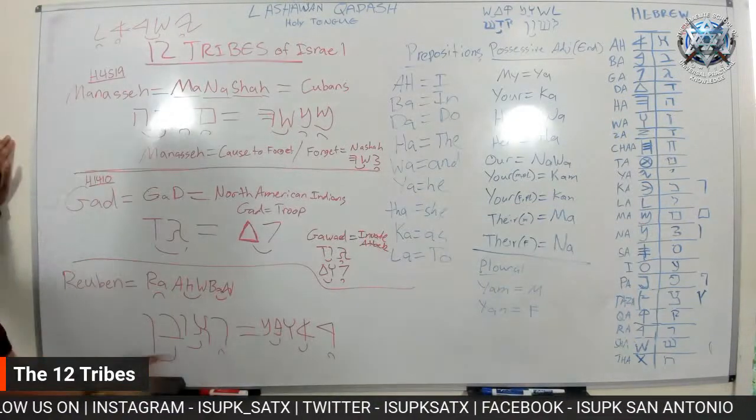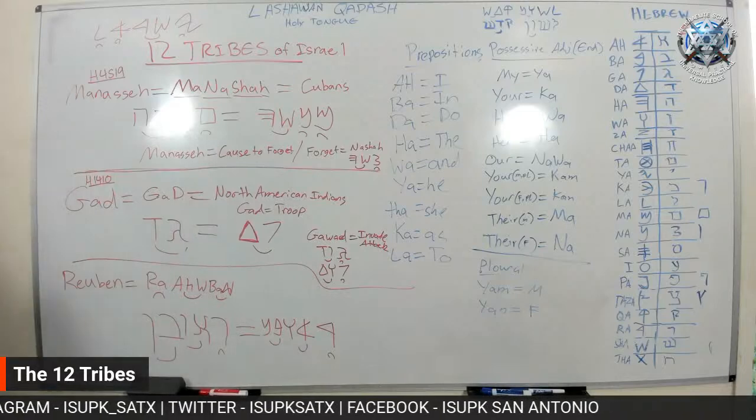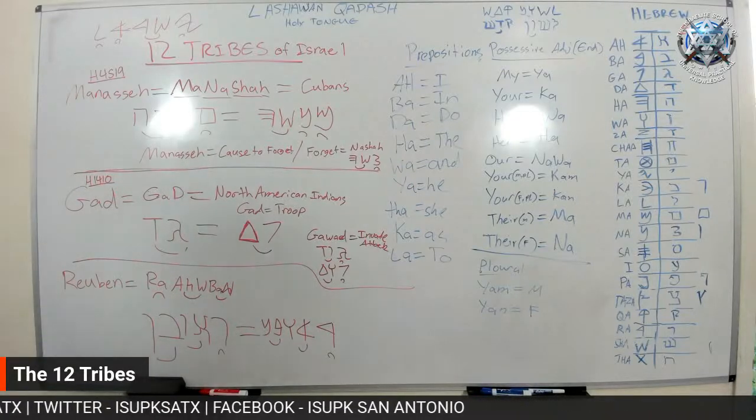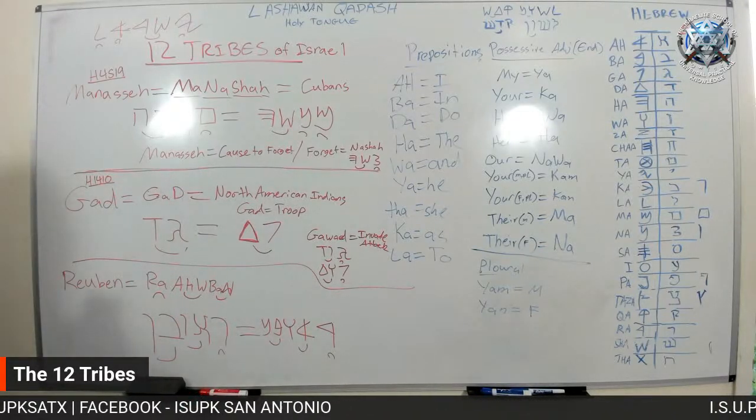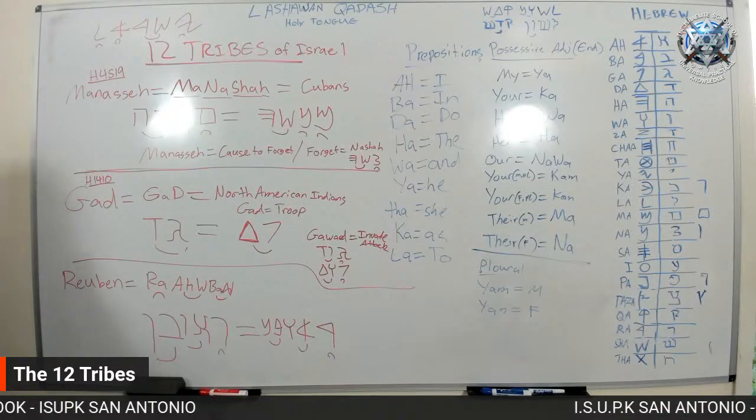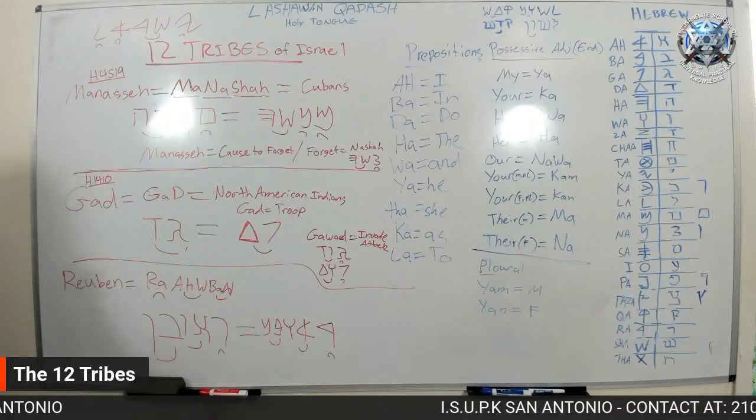So Ra Awaban. Now, where do we see him pop up in the scriptures? I want to say he's right at the beginning of Genesis 29. Let me pull that up real quick. So Reuben.